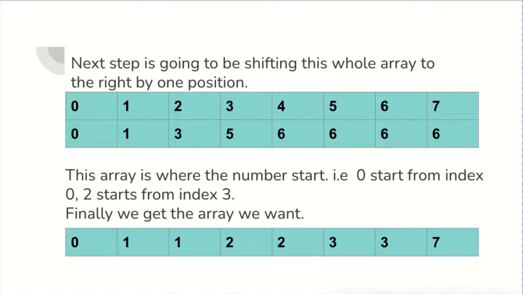That also implies element 1 appears 2 times, because there are index 1 and 2 for element 1. Finally, we got the array we want, which is 0, 1, 1, 2, 2, 3, 7.